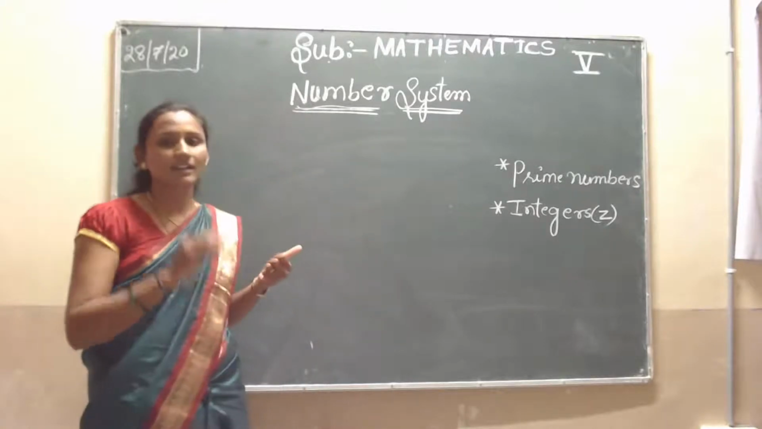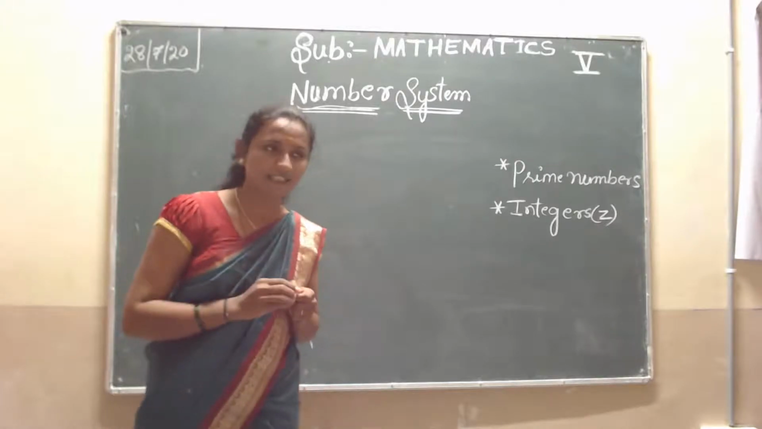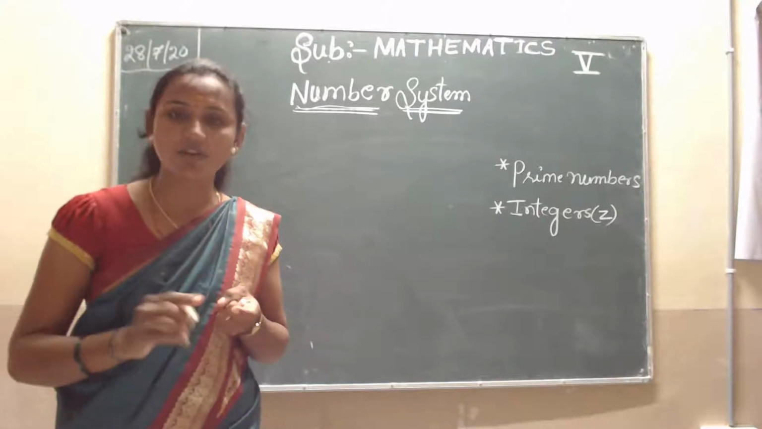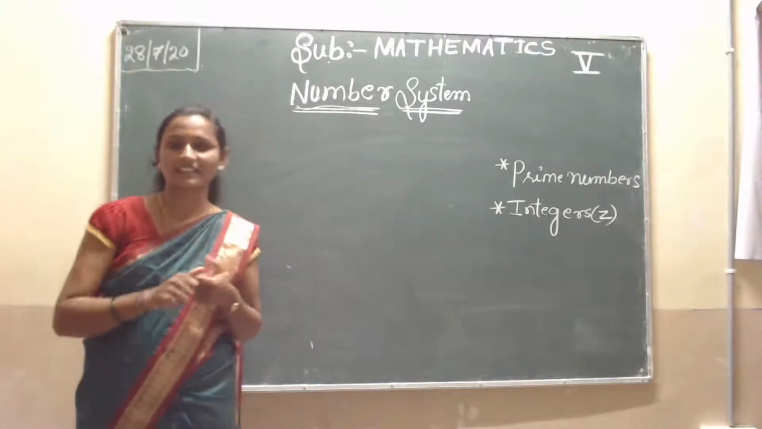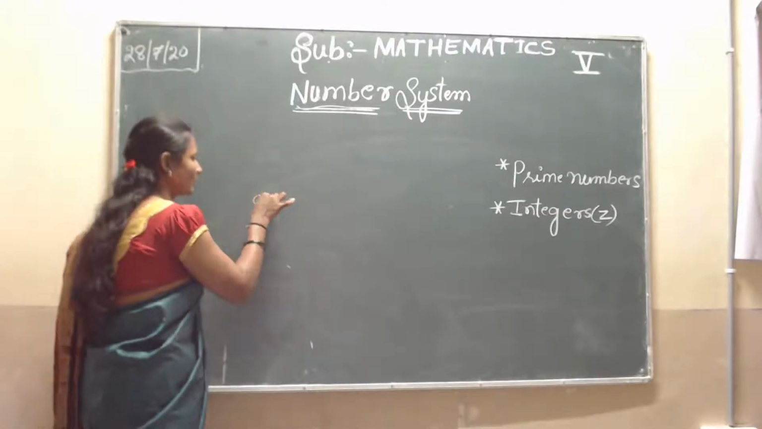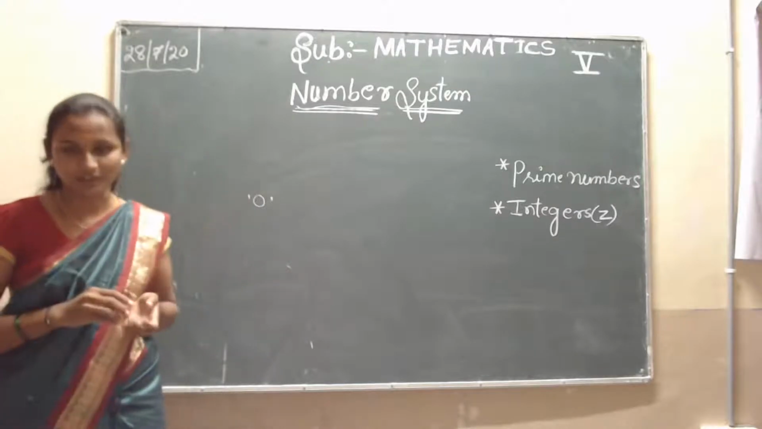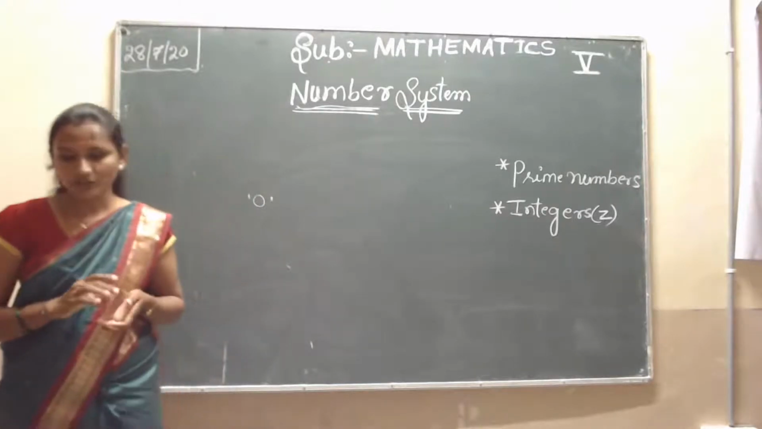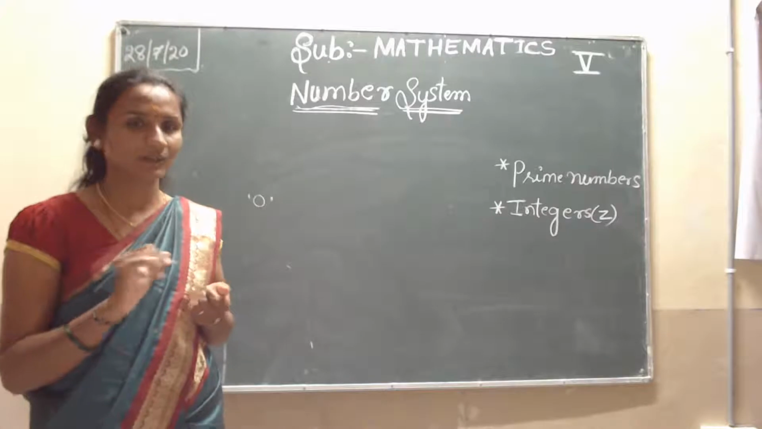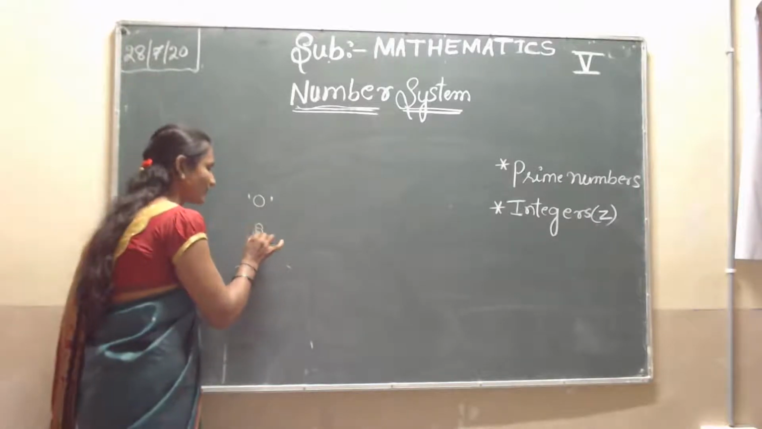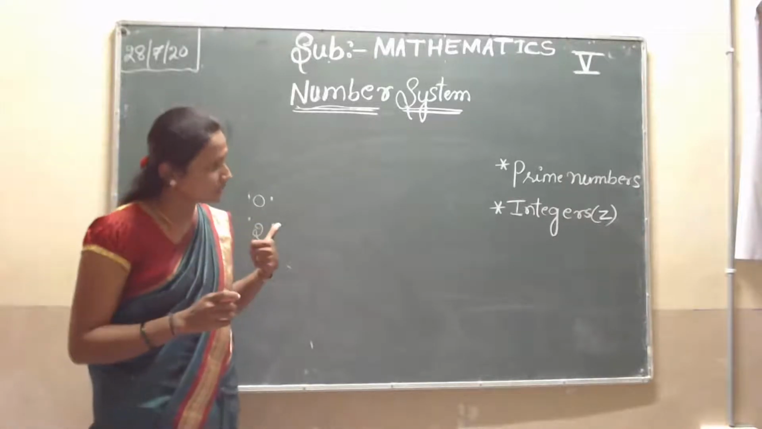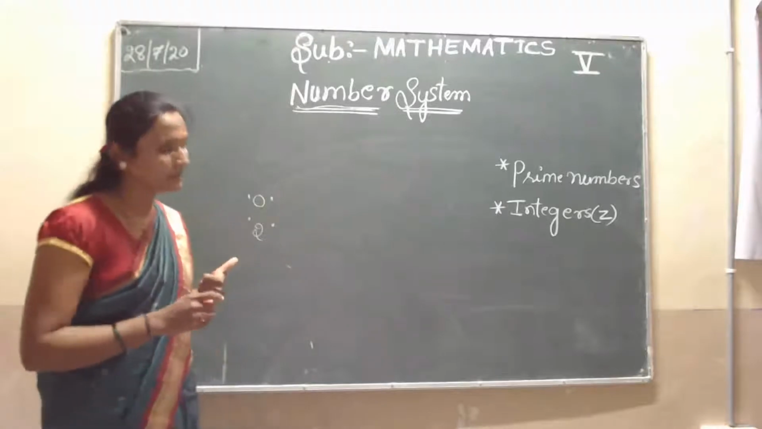Before I start, I will ask two questions. Which is the smallest whole number? The smallest whole number is 0. Next question: which is the smallest even number? The smallest even number is 2. I hope you understood the last classes. So today I will continue with prime numbers.